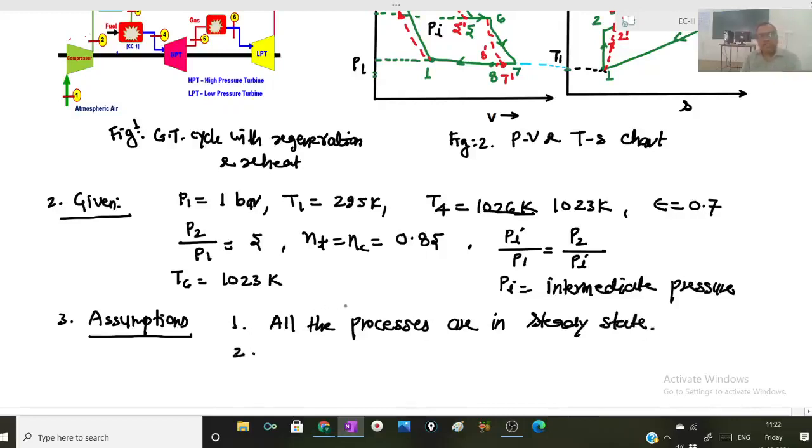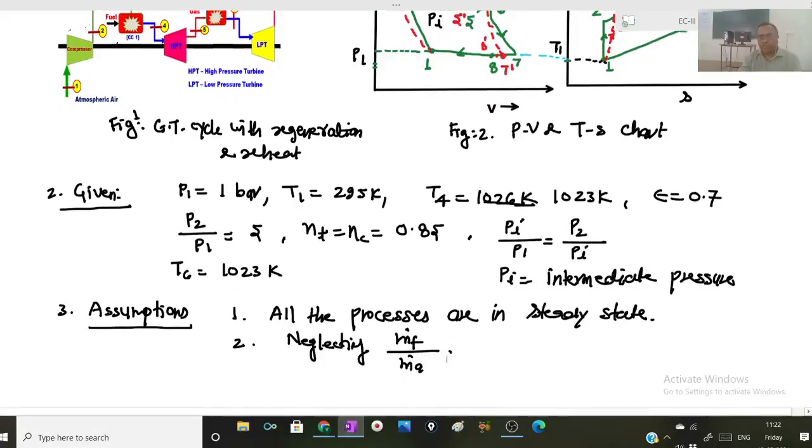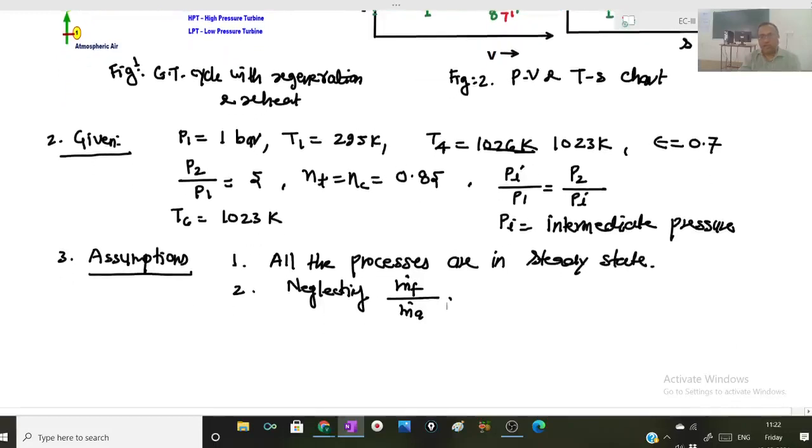Then this problem does not talk anything about mass flow rate of fuel and air. So we will neglect mass flow rate of fuel and air. We will be calculating everything for per unit mass flow rate of air, that is per kg of air.